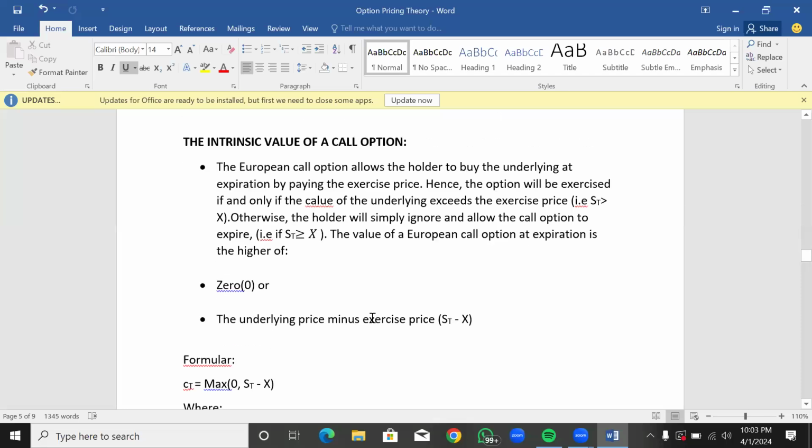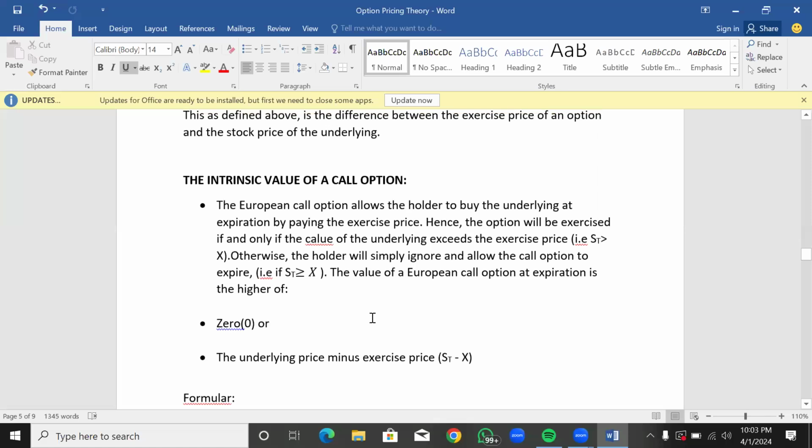So now let's talk about the intrinsic value of a call option. I said we have a European call option and we have an American option. Most of the ones we'll be using are European call options because of the expiration time. This one has to be exercised at expiration, so it's better to use. So that is what we'll be using for most of our explanations.